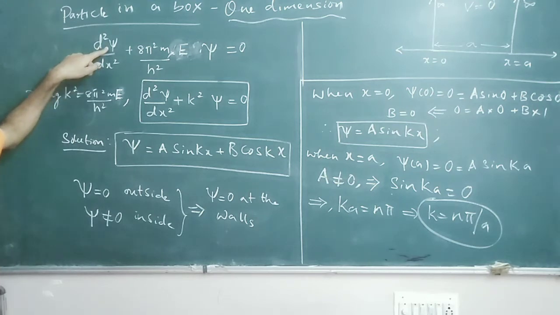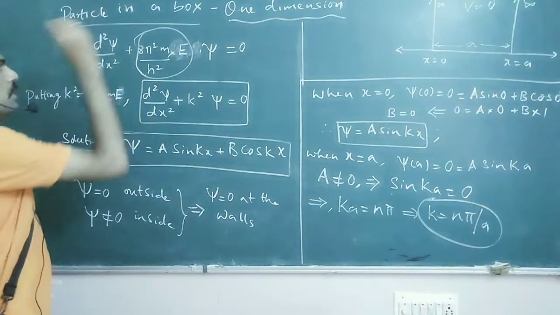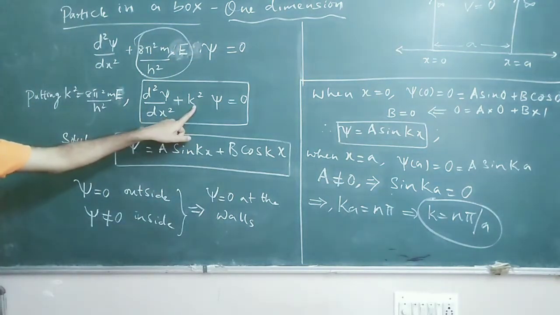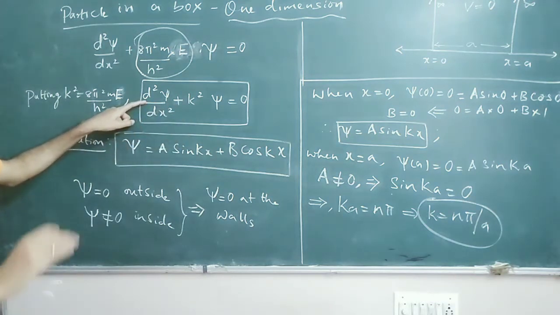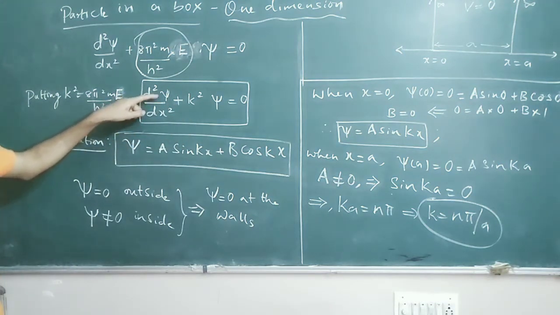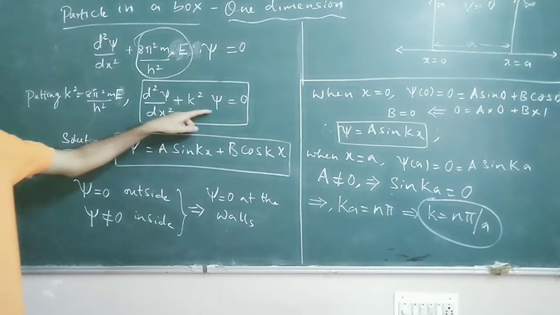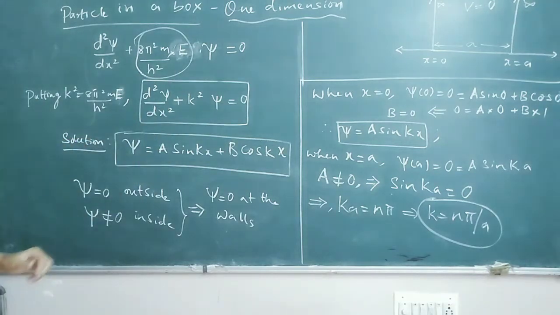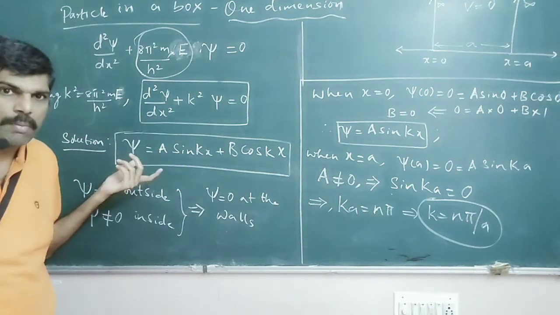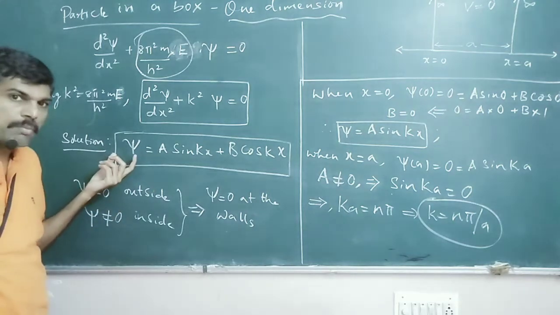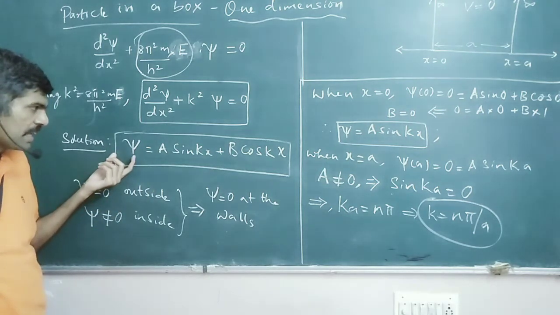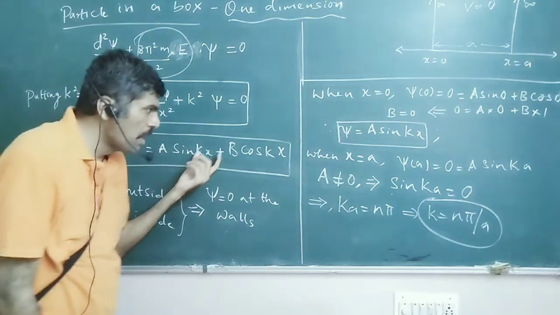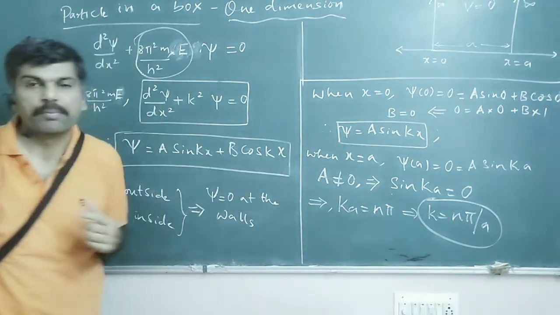To solve this equation, we make a small mathematical adjustment and say this entire term is equal to k square. So that the equation now comes to the standard form d square psi by dx square plus k square psi is equal to 0. And the solution is also easily available from mathematics. The solution can be written in this form, where psi is equal to a sin kx plus b cos kx.